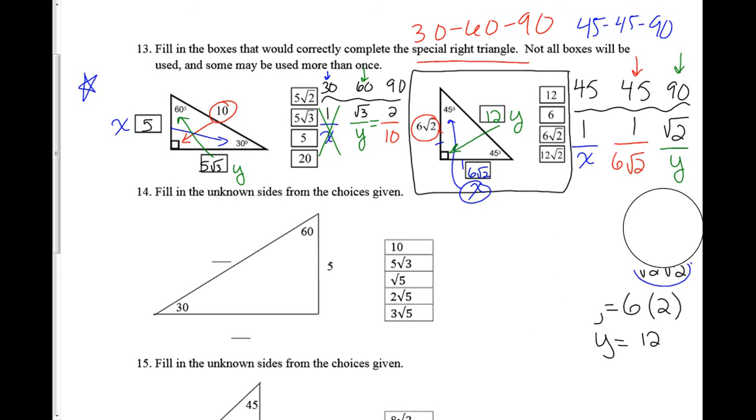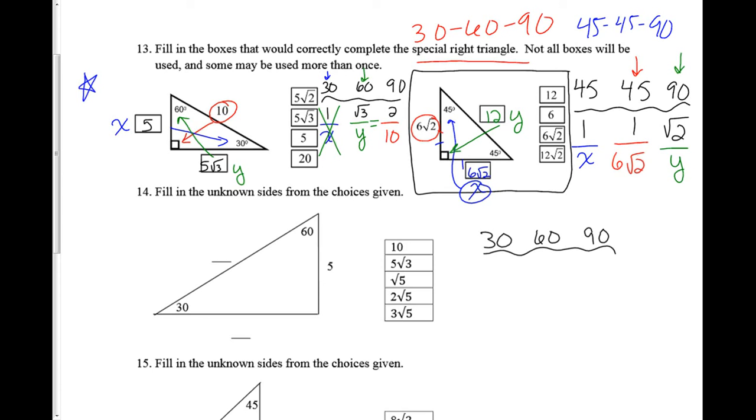Moving on to number 14. So again, 14 is a special right triangle, and this triangle is a 30, 60, 90. So I start using my ratio, 30, 60, 90. Under the 30 is a 1, under the 60 is a square root of 3, and under the 90 is a 2. So again, I don't have any variables in this problem. I'm just going to label an x and a y.